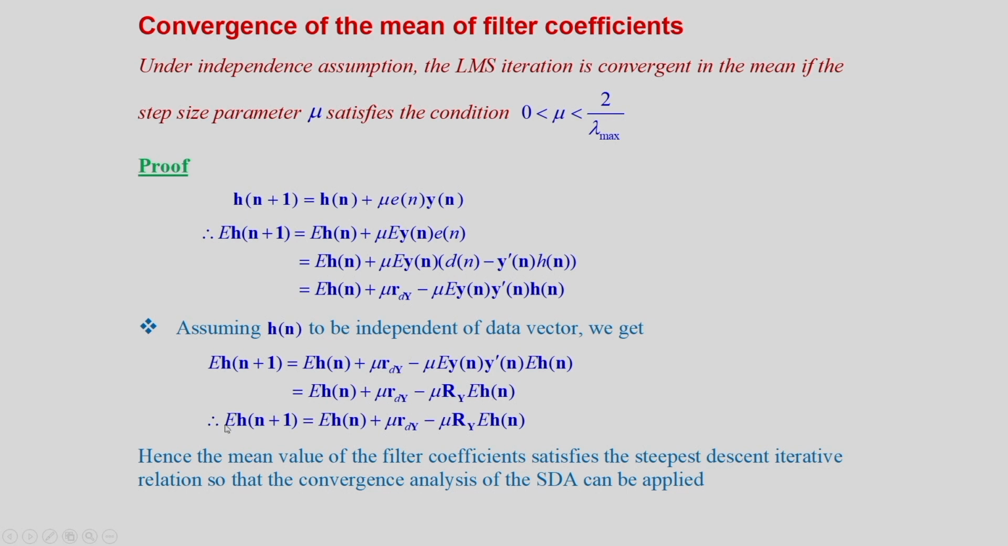Therefore, the average value of H of n plus 1 is equal to the average value of Hn plus mu R dy minus mu times Ry into E of Hn, the average value of Hn. So, this is the same as the iteration for the SDA algorithm. Hence, the mean value of the filter coefficients satisfies the steepest descent iterative relation, so that the convergence analysis of the SDA can be applied.